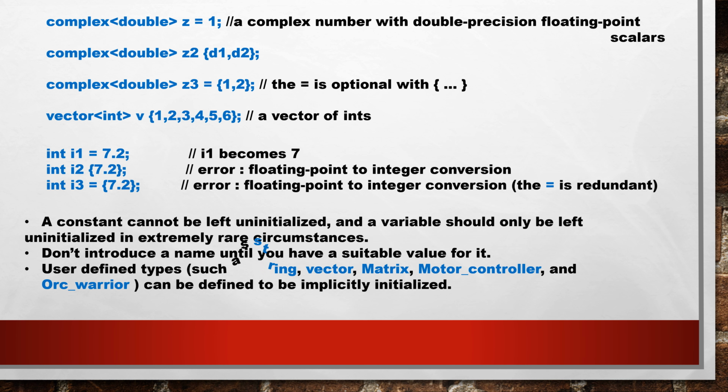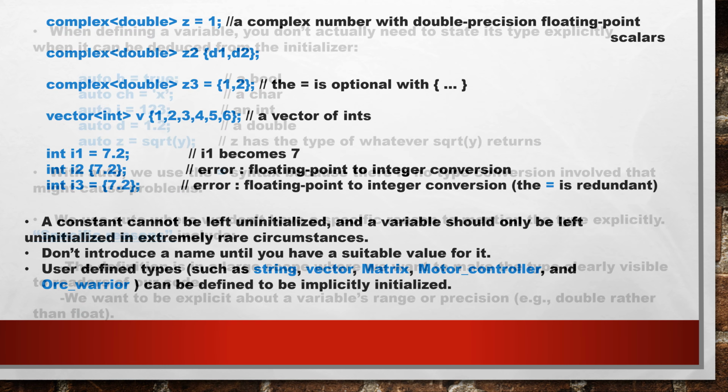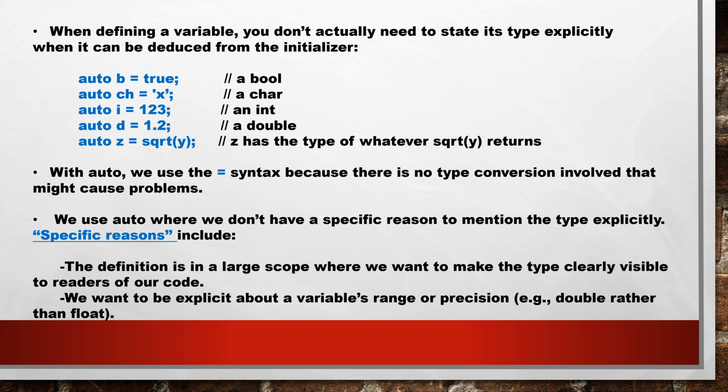User-defined types, such as string, vector, Matrix, Motor_controller, and Orc_warrior, can be defined to be implicitly initialized. When defining a variable, you don't actually need to state its type explicitly when it can be deduced from the initializer. auto b = true; a bool. auto ch = 'x'; a char. auto i = 123; an int. auto d = 1.2; a double.